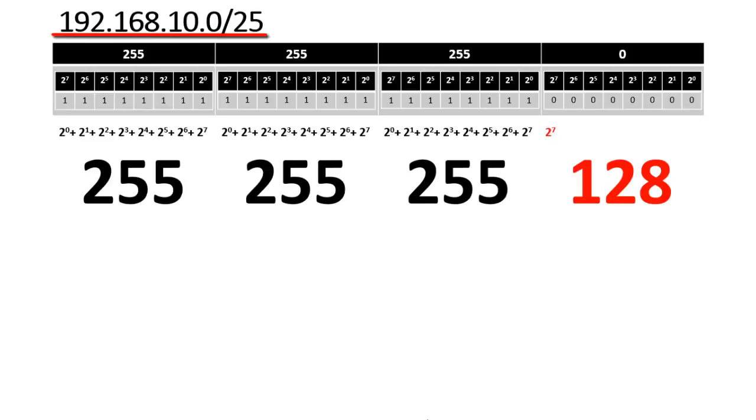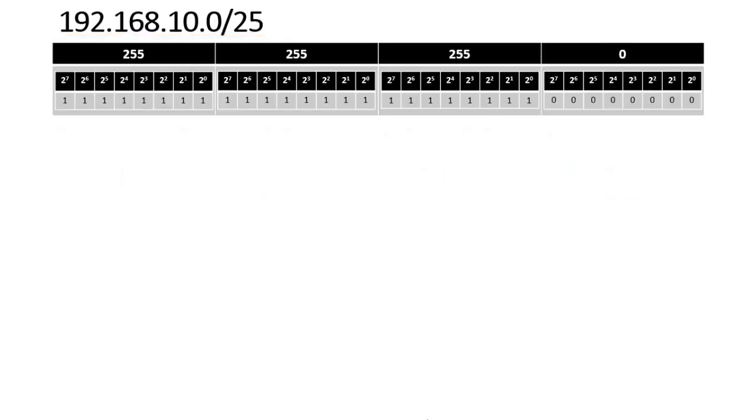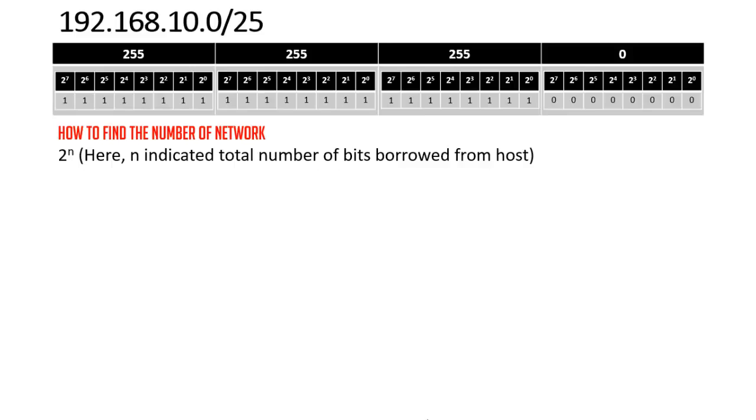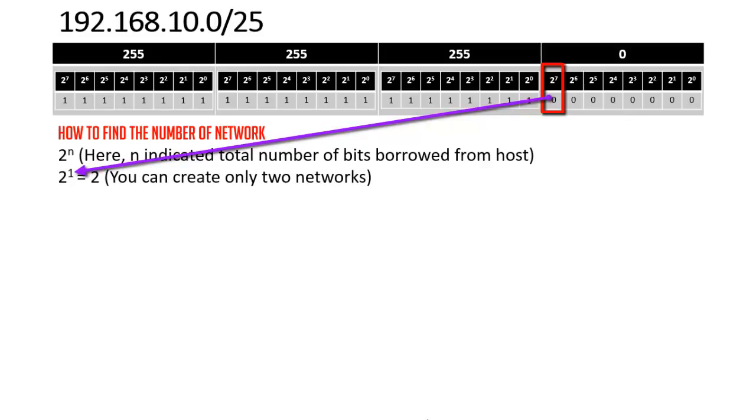Is it clear guys? If not, nothing to worry, I will also show you another example. But first of all, let's look at how to find the number of networks from this address. Just follow this small formula, 2 to the power n. Here n indicates the total number of bits you have borrowed from the host. Hence we have borrowed only 1 bit, right? So the total number of networks you can create is 2 to the power 1, which is equal to 2, meaning only 2 networks can be created.